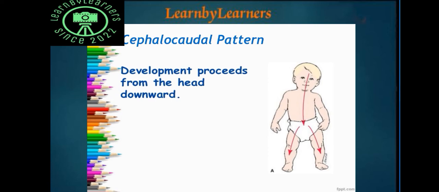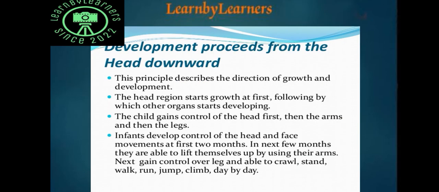You can see in the picture, when the child grows, first the head will come out. First the head will grow up, and then the legs, and so on. So that pattern is known as the cephalocaudal pattern, right?